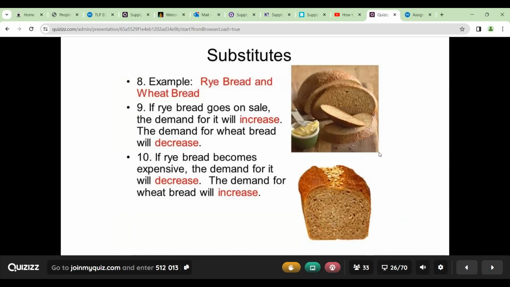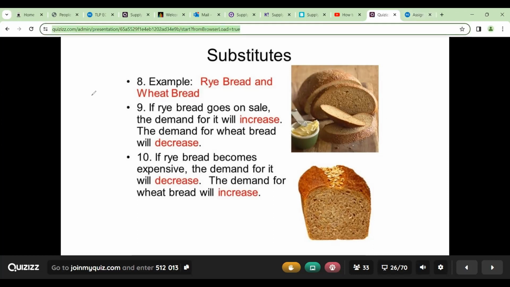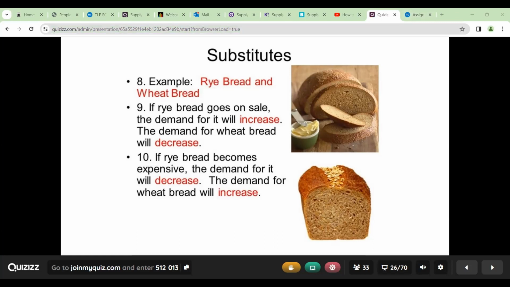And then, for example, rye bread and wheat bread. If rye bread goes on sale, demand for it will increase and demand for wheat bread will decrease. If rye bread becomes more expensive, the demand for it will decrease and demand for wheat bread will increase. So basically, if one becomes more expensive, people will switch to the other. That's how it works here.